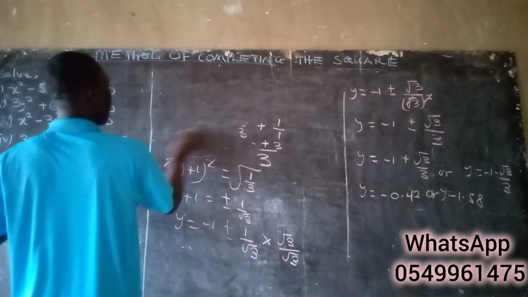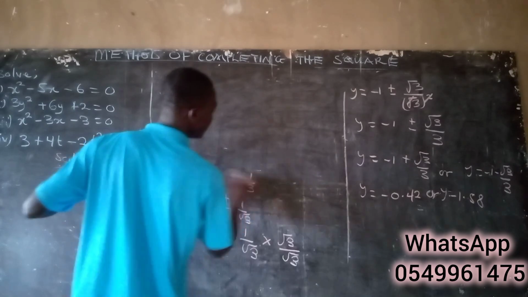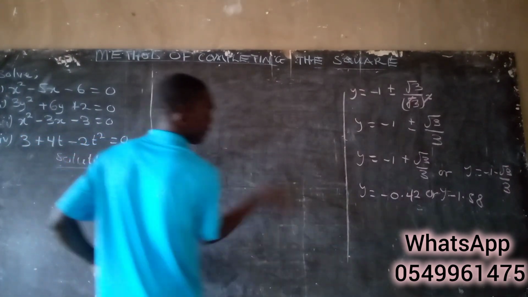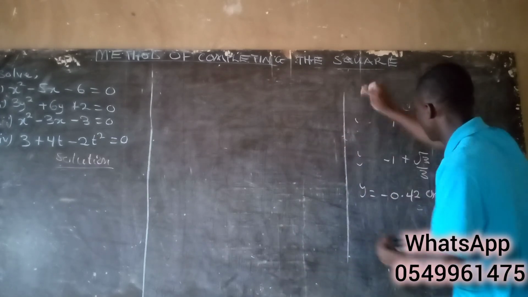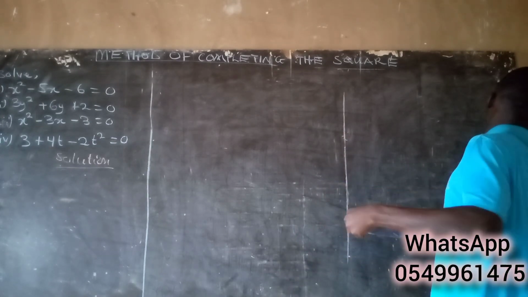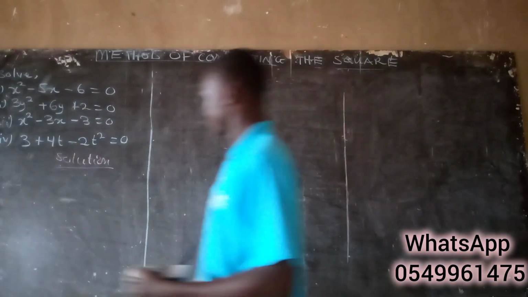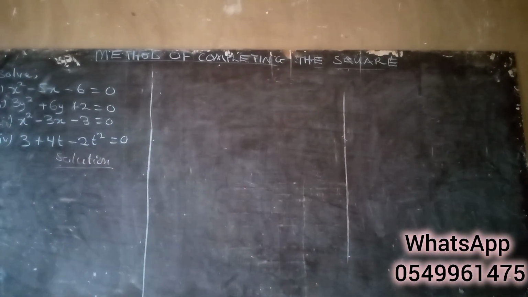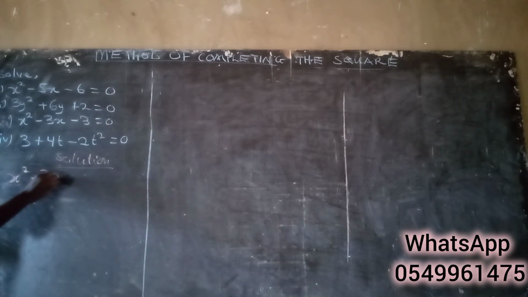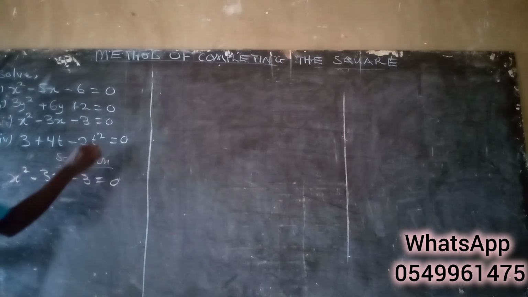Using the method of completing the square. This is very easy. Using the method of completing the square. So we have x² minus 3x minus 3 is equal to 0.